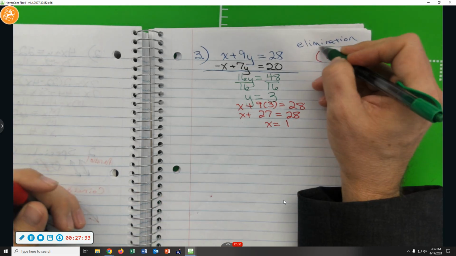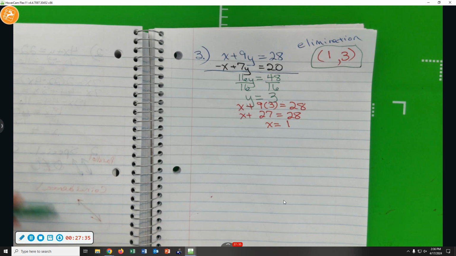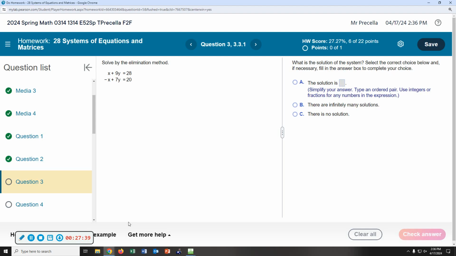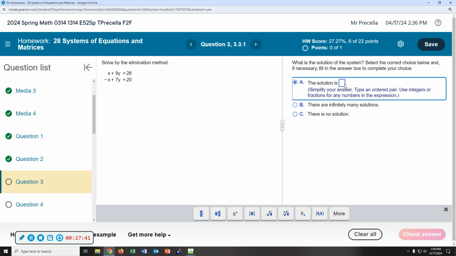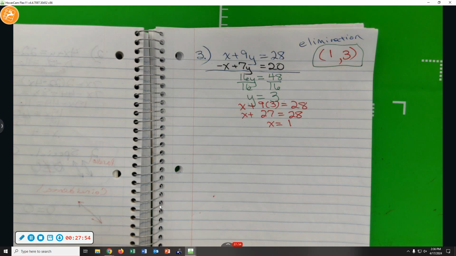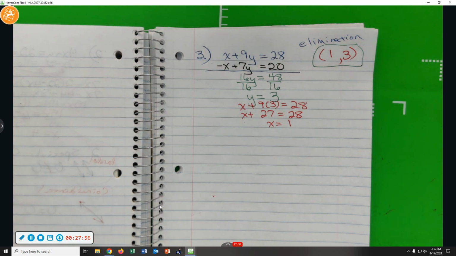There's my single point of intersection, 1, 3. The answer is (1, 3) in parentheses. Check it. And before we go on, I don't need to write this down.